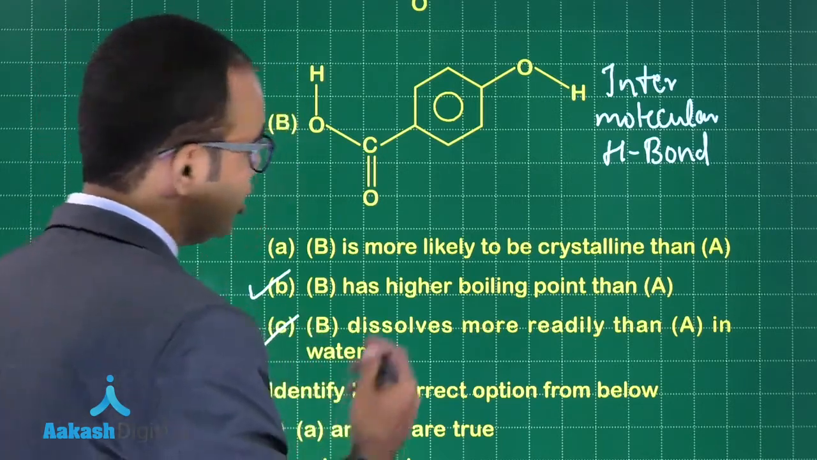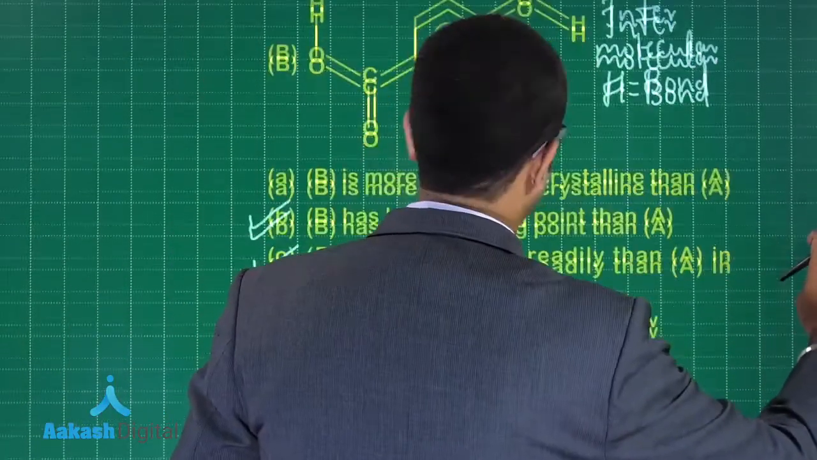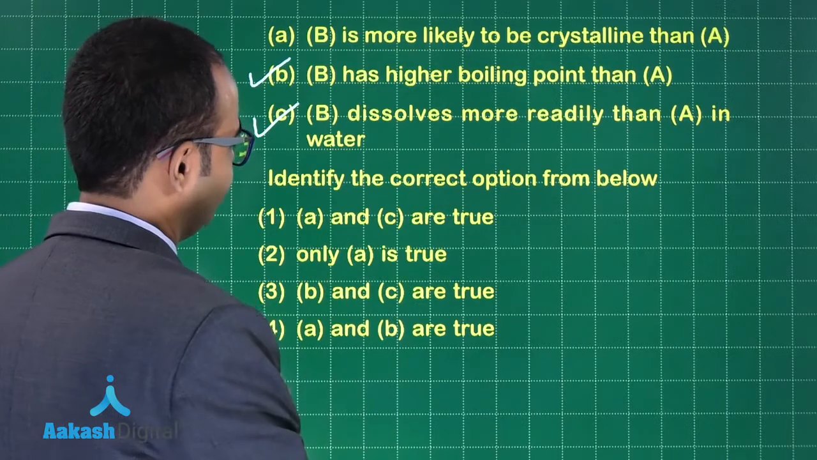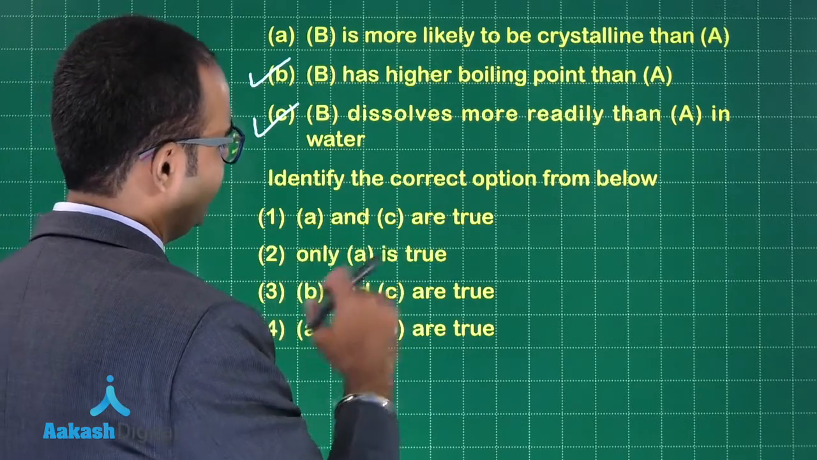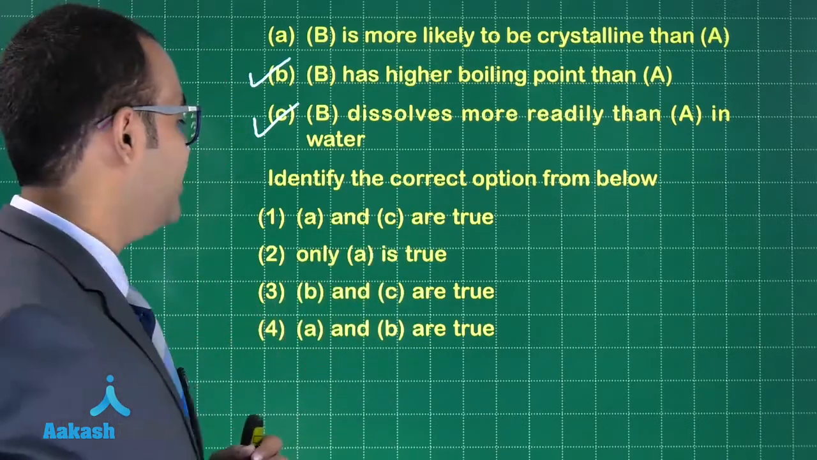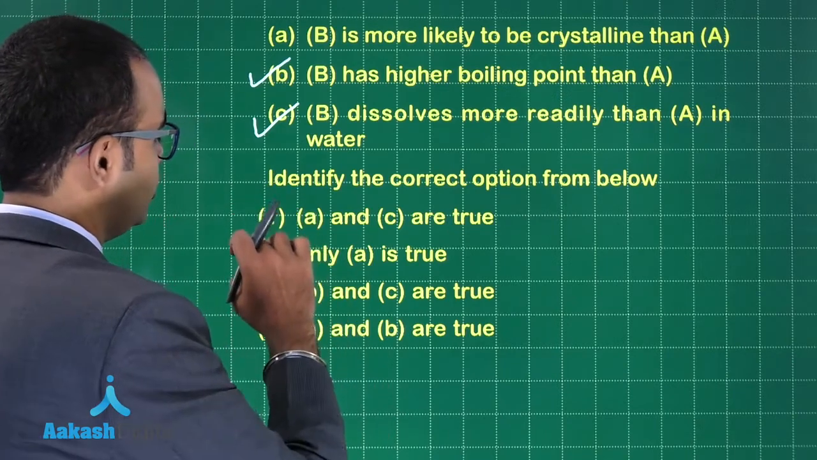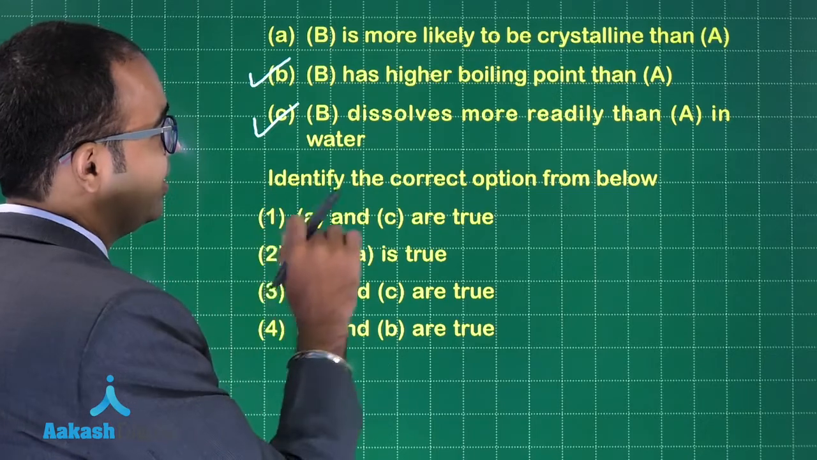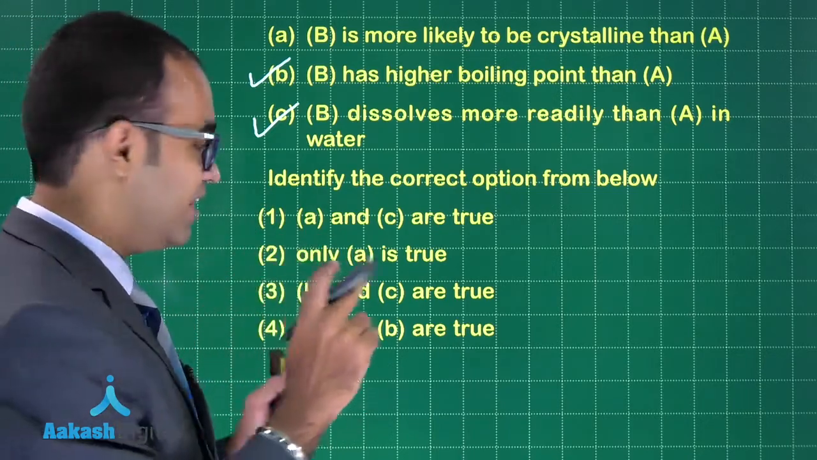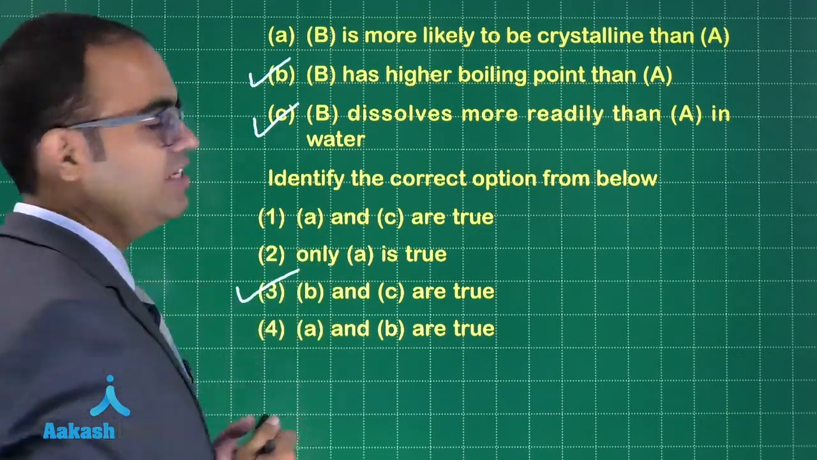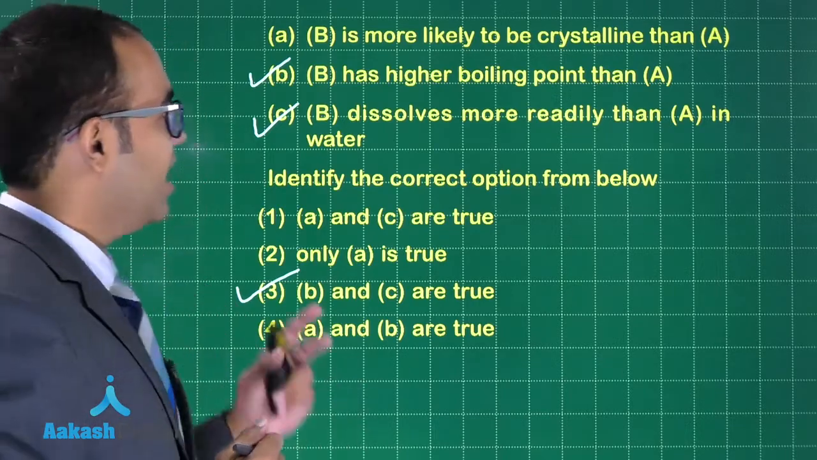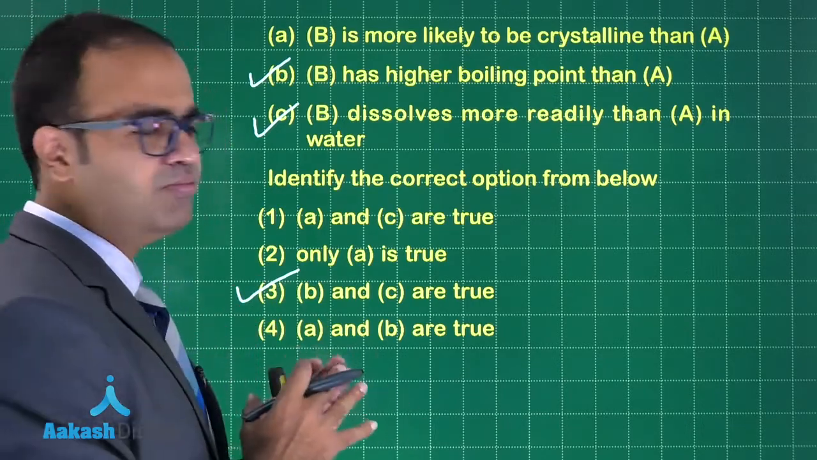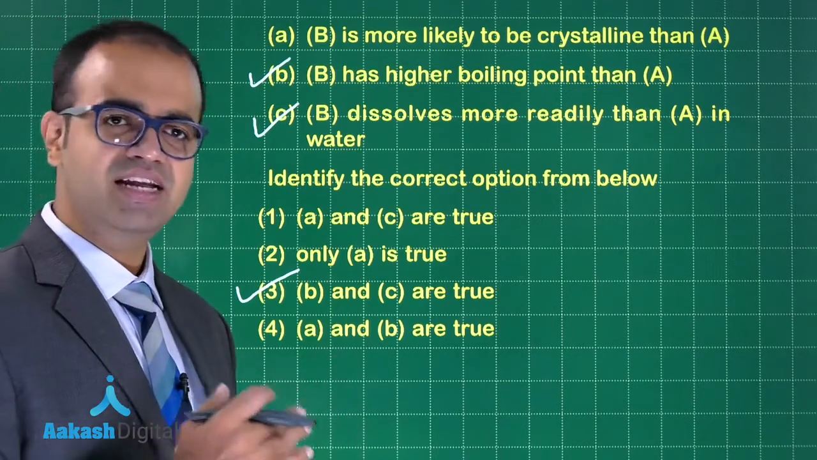Okay. So what all options are given? Let us see. A and C are true. Okay. Only A is true. Statement B is definitely true. So out of 1, 2, 3 and 4, statement B figures only in option 3. That's why the answer is option 3, guys. Okay. I hope you have understood. This is a very simple question, guys. It was based on hydrogen bonding. Okay. Intra and inter, guys.